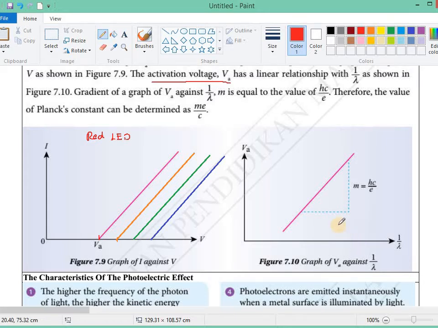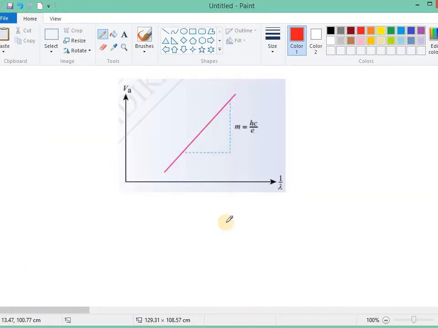Okay, so from this graph we can calculate the Planck constant. You see that it is already given that the gradient is equal to Planck constant times the speed of light over e. What is e? e is the charge of one electron.